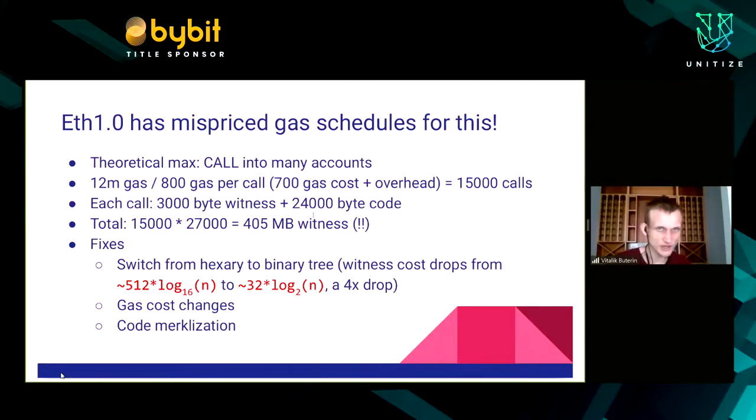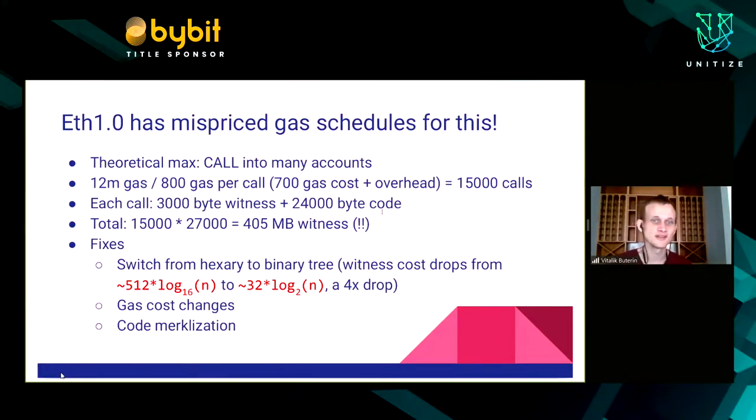And every call can call into a contract that has a really huge 24 kilobyte code. Plus, right now we're not even using an optimal Merkle tree. We're using a hexary tree instead of a binary tree. So the witness is 3,000 bytes instead of 600. So the total size is going to be 15,000 times 24 kilobytes, which is 270-odd megabytes of witnesses, which is just horrible, right?